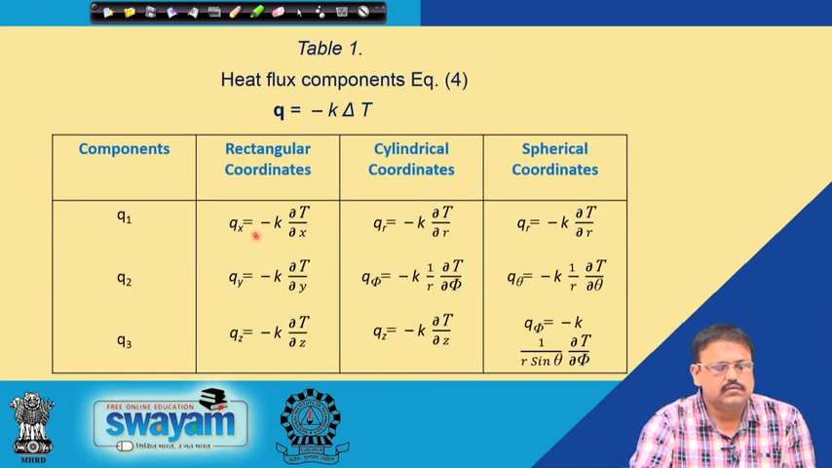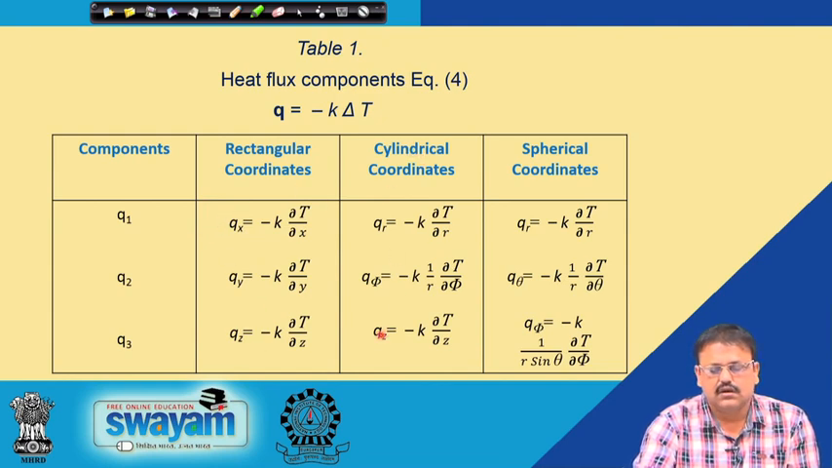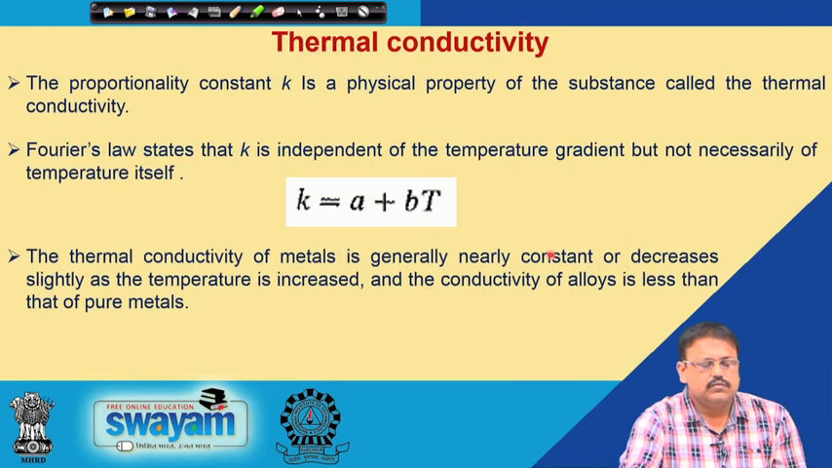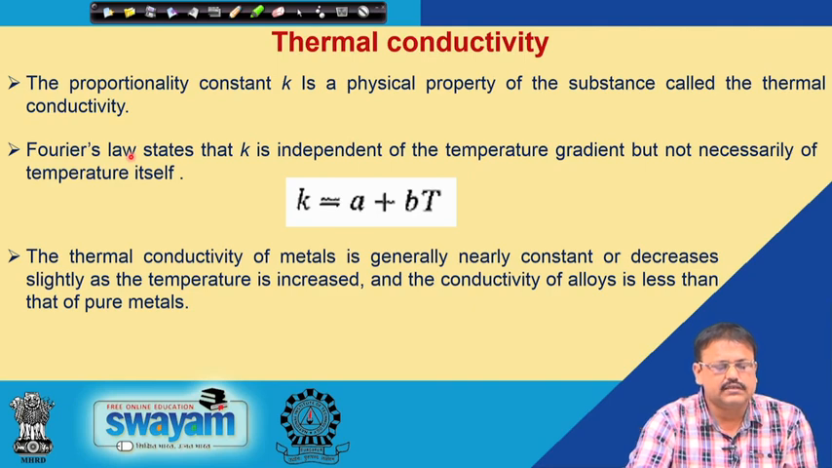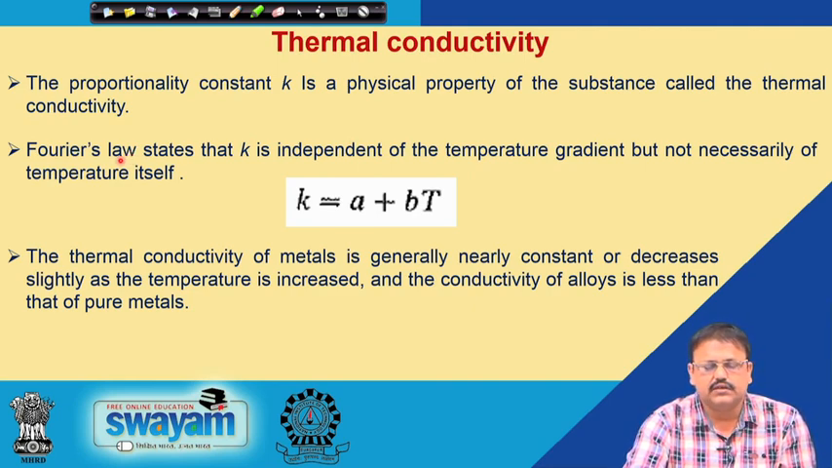So, these are the Table 1 presented for rectangular coordinates, for cylindrical coordinates, and for spherical coordinates. Now, thermal conductivity. Thermal conductivity is normally considered constant, but it is not exactly constant. Sometimes it depends on the temperature, so this can be expressed as the equation k equals A plus B T.